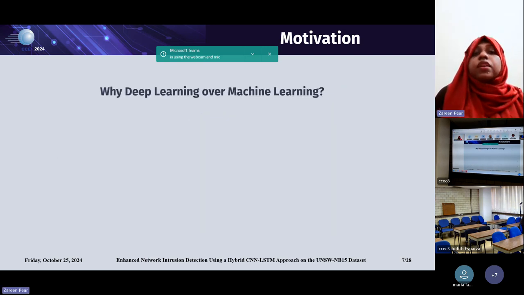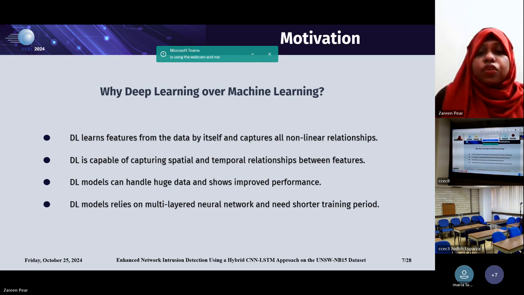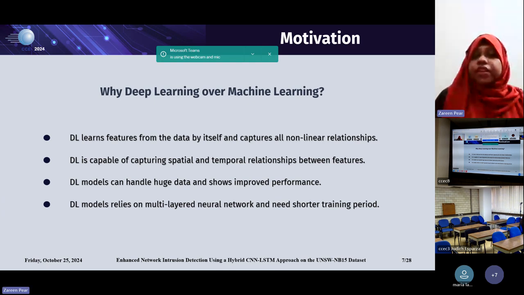The reason we have chosen deep learning models over machine learning models is that deep learning has emerged as a very significant tool that surpasses machine learning models. It has the key advantage of self-feature extraction, which it can do without any manual intervention. Also, deep learning models are very effective in handling huge data, and they have proved to show improved performance.